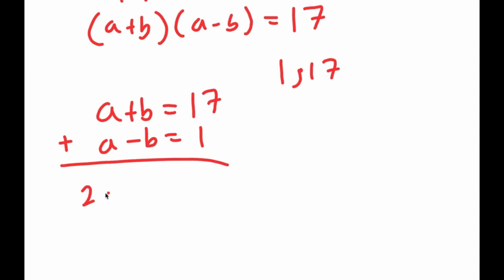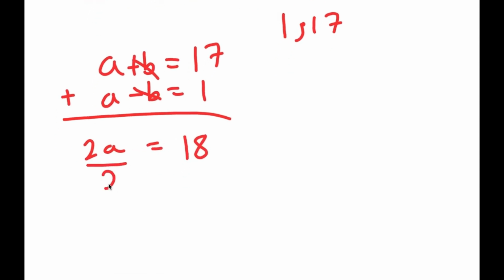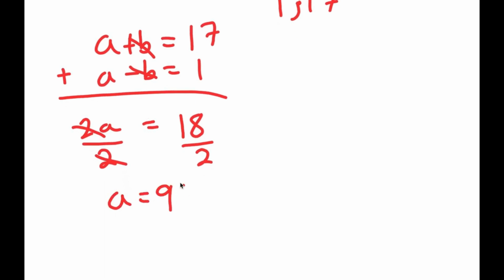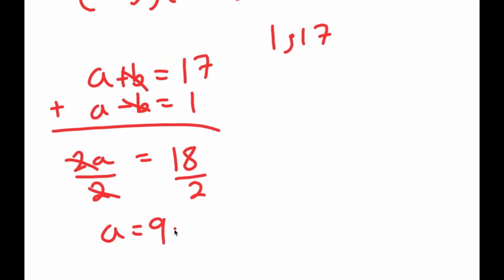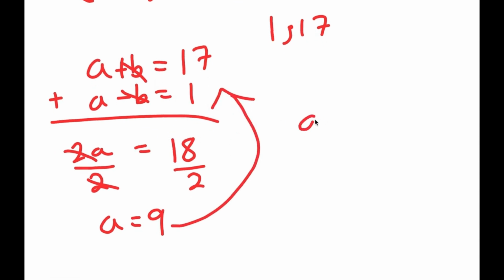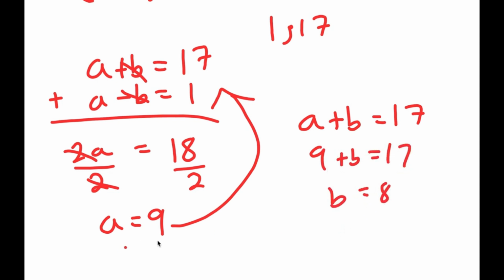So now what I'm going to do is add these two equations together. A plus a is 2a, b minus b is 0, so these two cancel out, and 17 plus 1 is 18. So I get 2a equals 18, and if I divide both sides by 2, I get a is equal to 9. Now I can plug a equals 9 back into my original equation. We could do either one. I'm going to do a plus b equals 17. If I plug in 9 for a, I get 9 plus b equals 17, meaning b is equal to 8. So a equals 9, b equals 8.